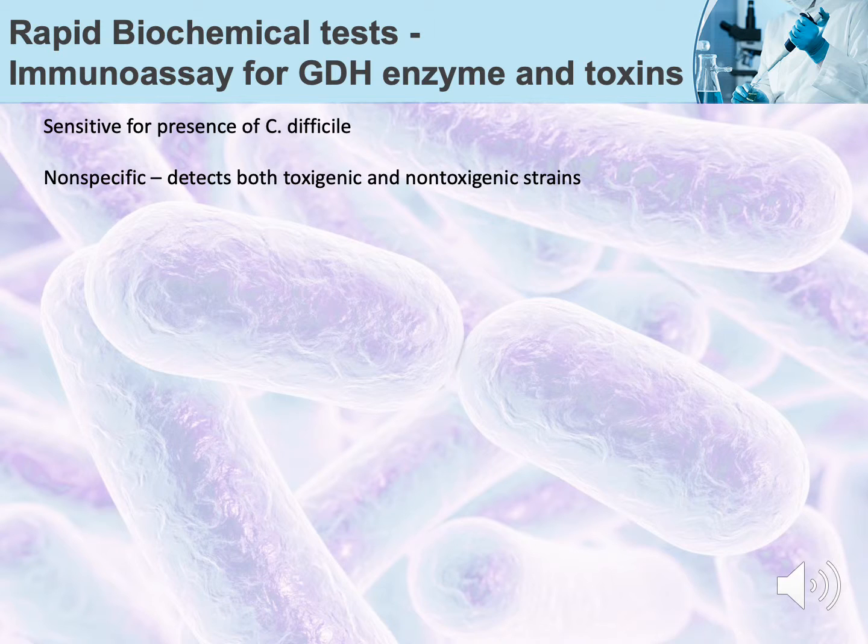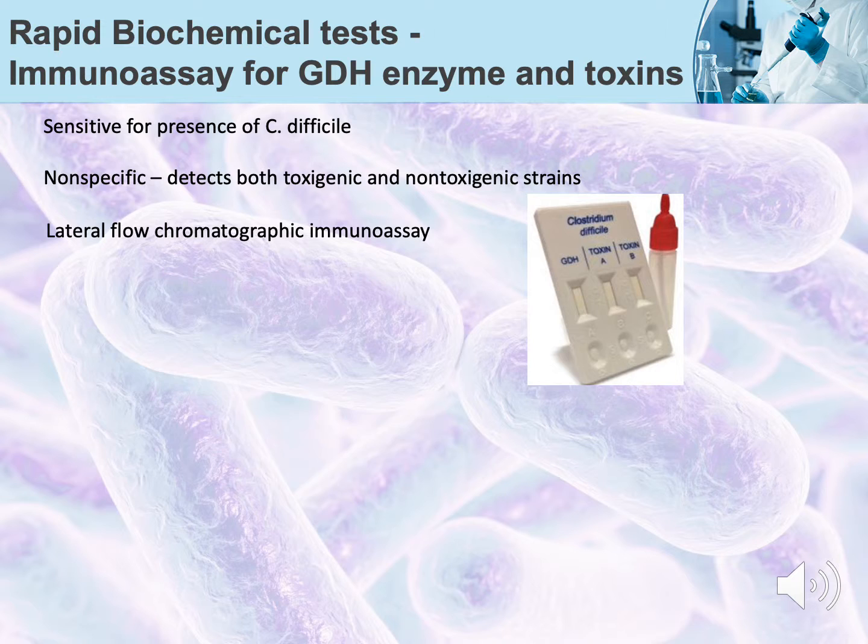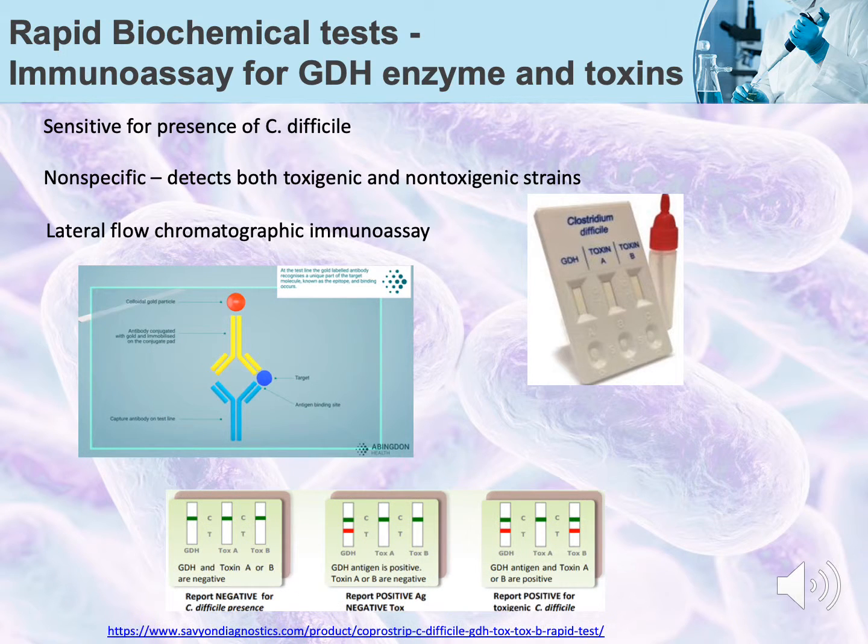Both GDH and toxins can be detected by qualitative immunoassay in a single test card. This method uses a lateral flow chromatographic immunoassay and provides a result in less than 10 minutes. As a diluted sample flows along the test strip, the analyte will bind to an antibody. A positive result is marked by a change in color in a specific location along the test strip.